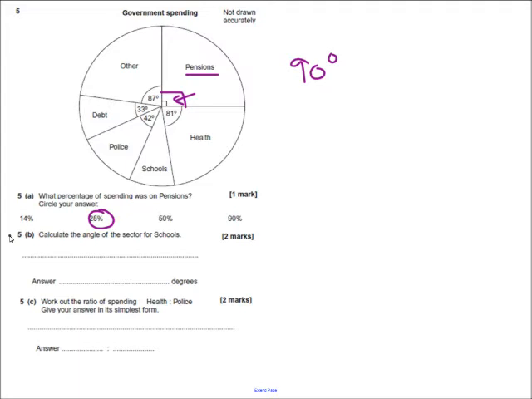Question 5b is asking us to calculate the angle of the sector for schools. So the schools sector hasn't got an angle in it, and that's what they're asking us to calculate. So we know a circle has 360 degrees, and essentially what they're asking is to take away all the other angles that they have given to find out the angle for schools. So we need to take away 81, 90, 87, 33 and 42. And when we take those angles from 360, it should leave us with our angle for schools.